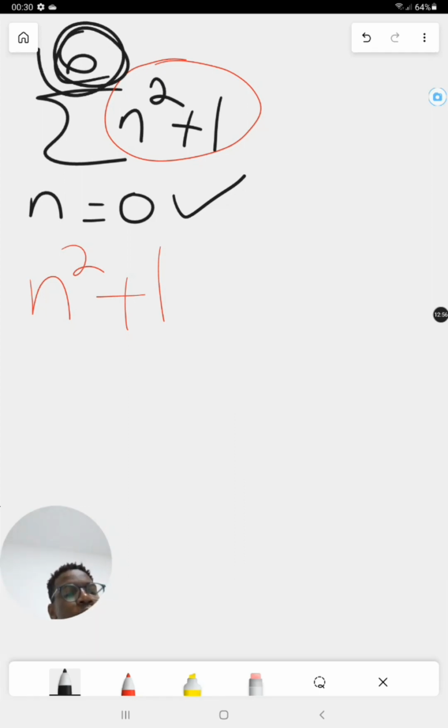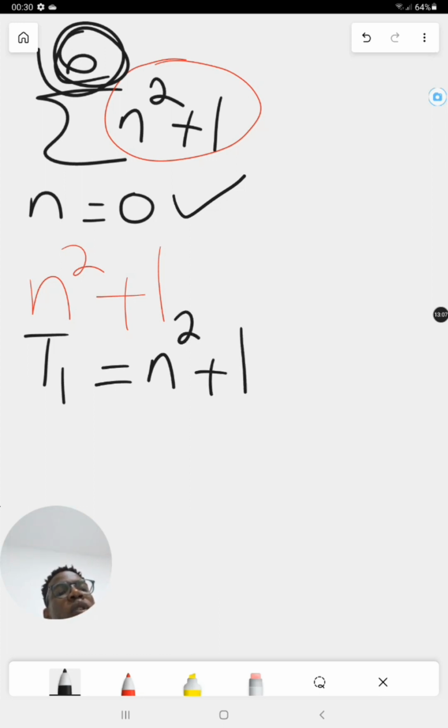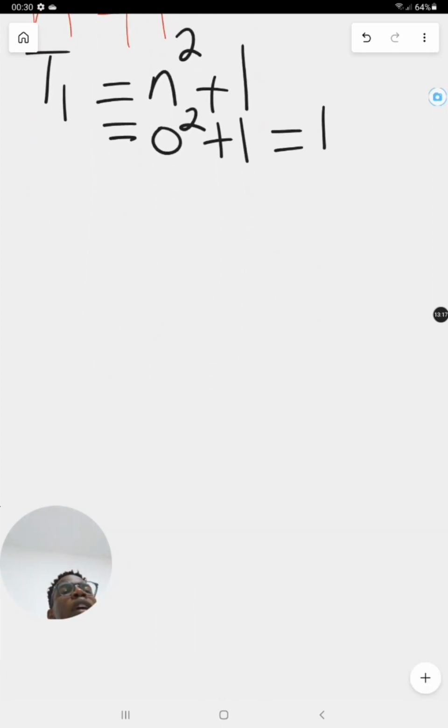So for term number 1, we know that in our formula, n squared plus 1, n has to be 0 because 0 is the number at the bottom there. So it's going to be 0 squared plus 1, which is equal to 1. So term number 1 is 1.